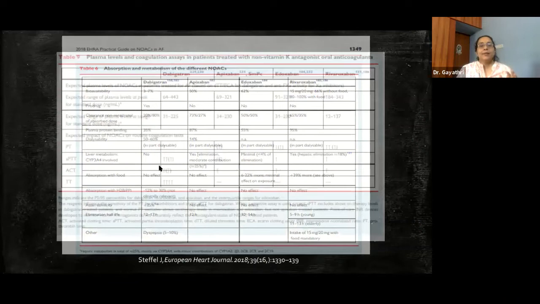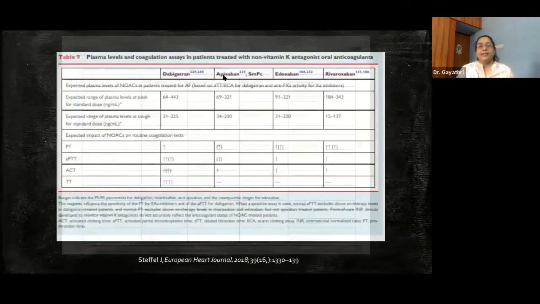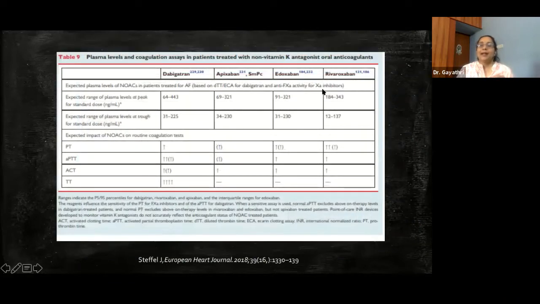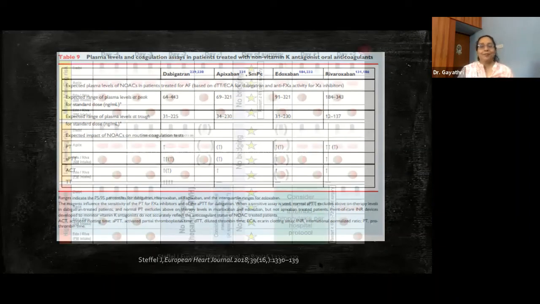And as you can see here, these 3 drugs, apixaban, edoxaban, and rivaroxaban, are factor Xa inhibitors. So almost all of them will have PT-APTT derangement, and dabigatran will have thrombin time derangement, while the other 3 will not have any thrombin time derangement. Now, this is a very important, informative slide.